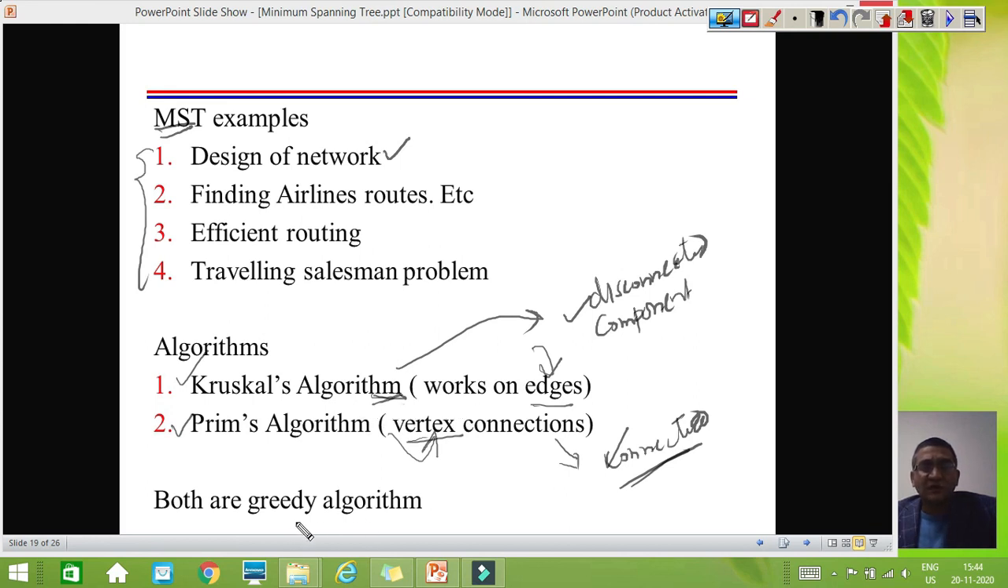Both are based on the greedy approach. Both are greedy algorithms. This is one similarity. So if it asks what the similarities are, one similarity is both are greedy algorithms and both work for MST. So either you can use this or you can use that. Your end result is the same. You will get the same answer, but the strategy of working on the problem is different.